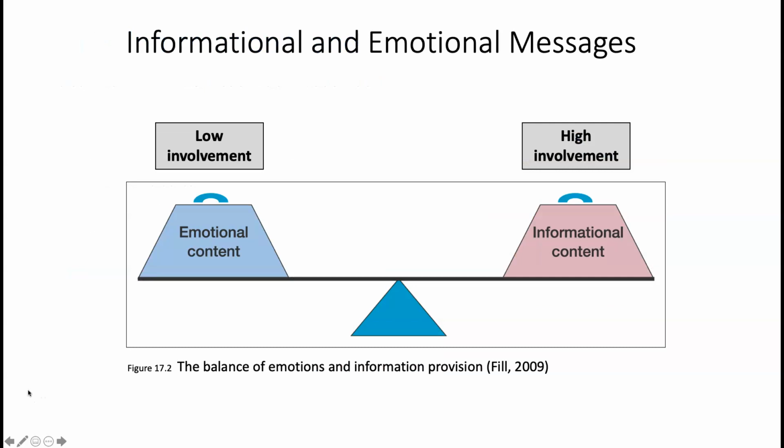So just to recap, if we are purchasing something that's very low involvement, chocolate bars, pints of milk, bread, magazine, again, emotional content might be more effective at stirring us and getting us to purchase or to engage. And when it comes to something that's more high involvement, something where there's more perceived risk, we will look for more information to try to mitigate that risk and make sure we are making the right decision.